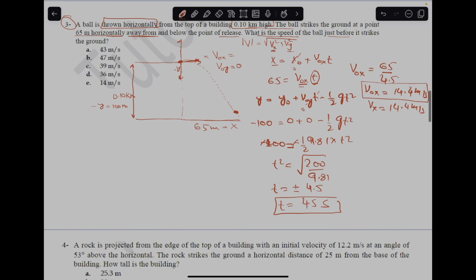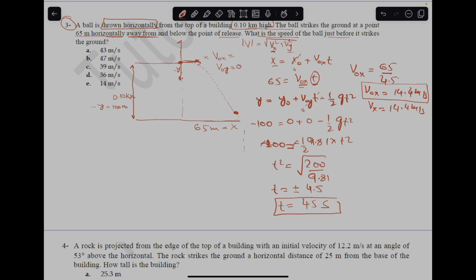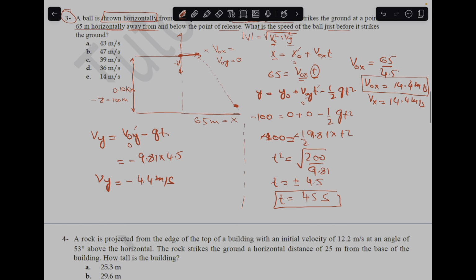Now we want to calculate vy. vy is v naught of y minus gt. v naught of y is 0, and we get 9.81 multiplied by 4.5, so vy is minus 44 meters per second. So now we have vx and we have vy.